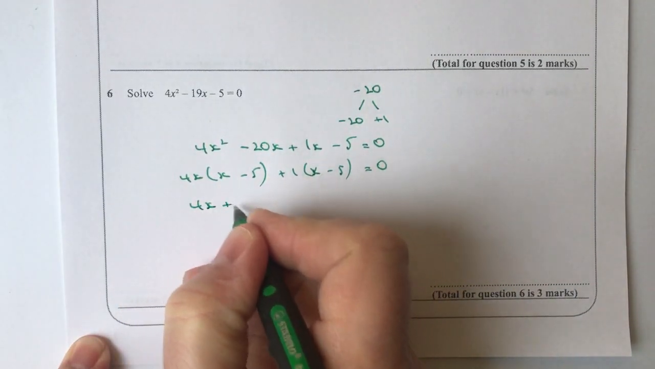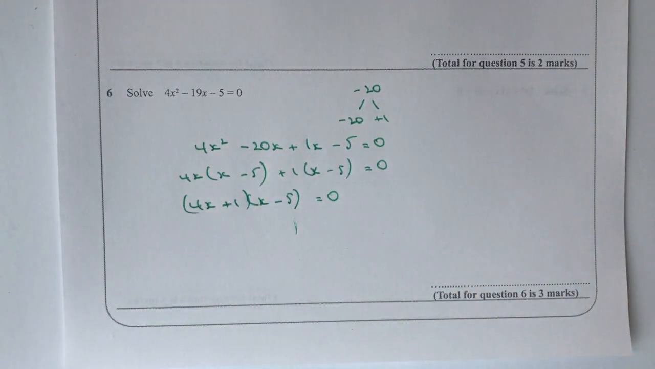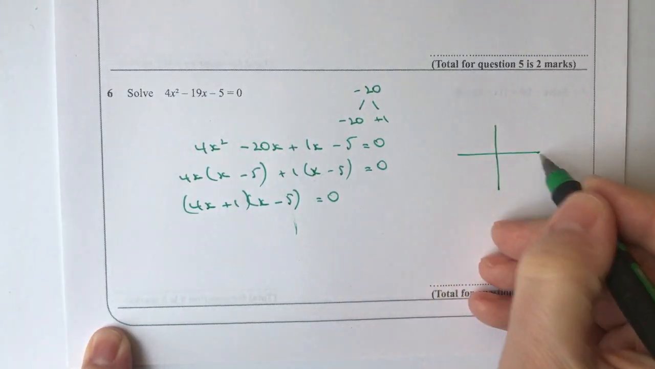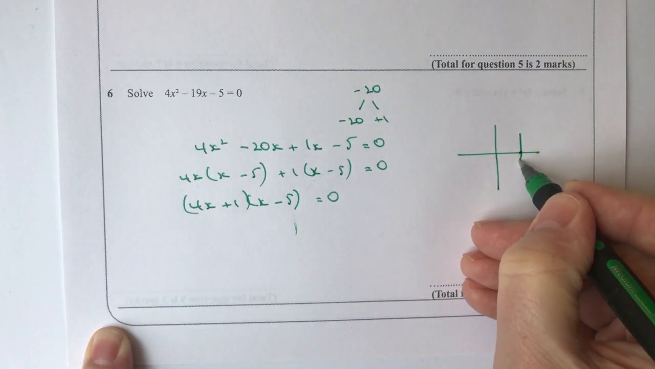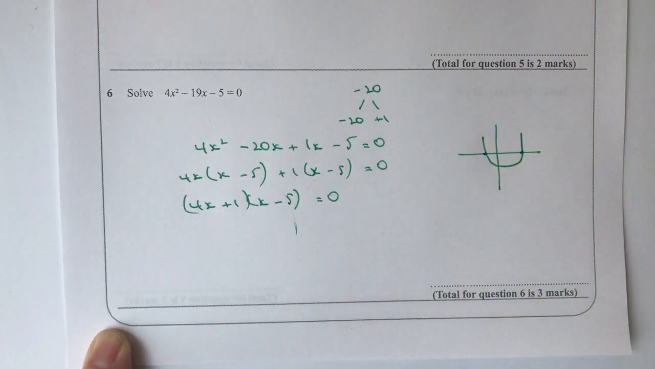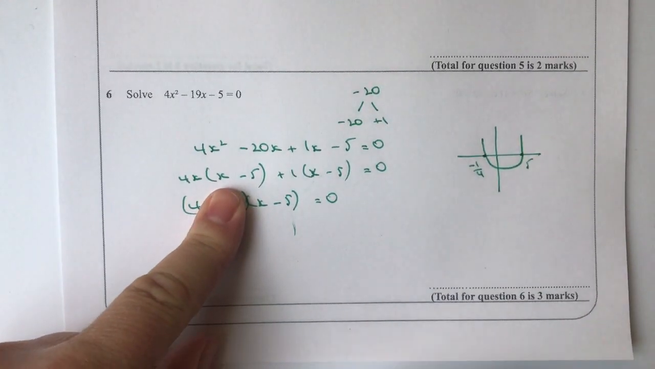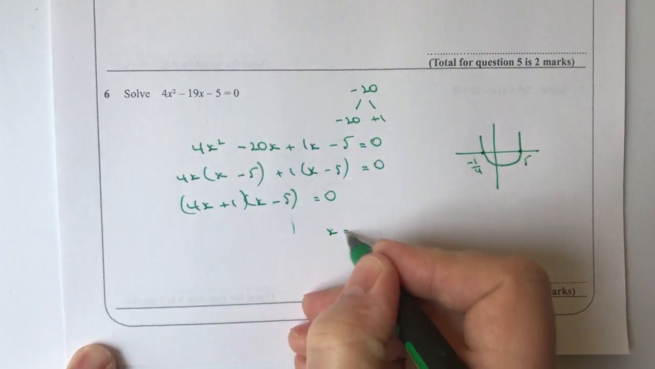So I can rewrite all of this as 4x plus 1 times x minus 5 equals 0. In this particular case, that's the factorisation. It's perfectly fine. However, they have actually asked you to solve it because it's equal to 0. So what we're actually doing is looking at a quadratic equation. In this case we've got a value here and a value here, and I know that those values are positive 5 and minus 1/4. Because x minus 5 equals 0, then x must equal 5.